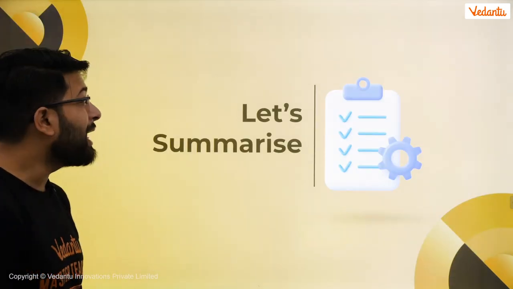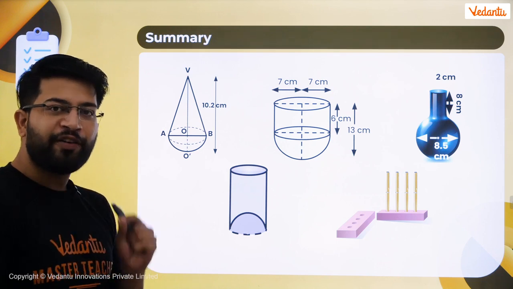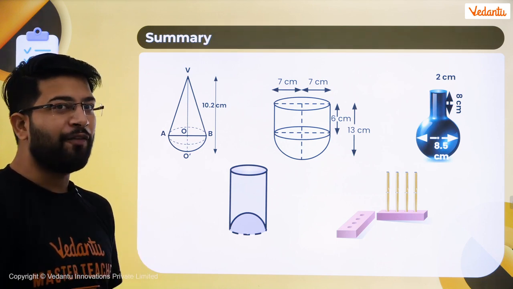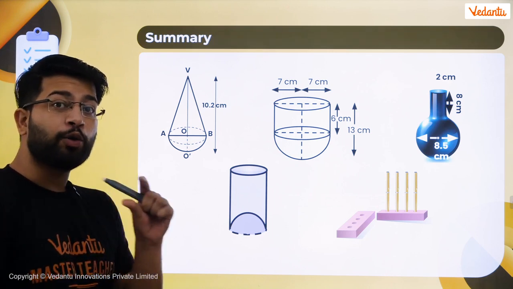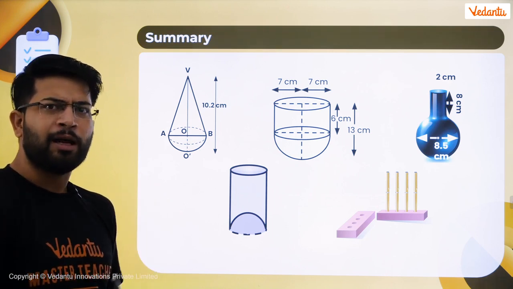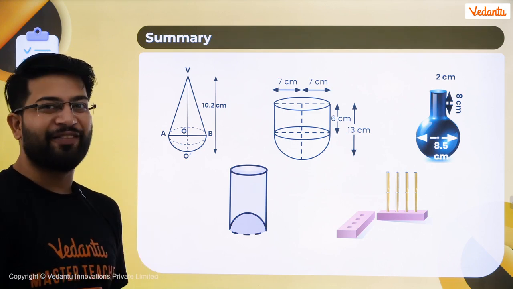So Chem, now let's summarize our class. In this class we have seen how to find the volume of different solids which are a combination of different basic solids. The main concept is to write the volume of the total solid, whether it will be the addition or subtraction of volumes of different shapes.